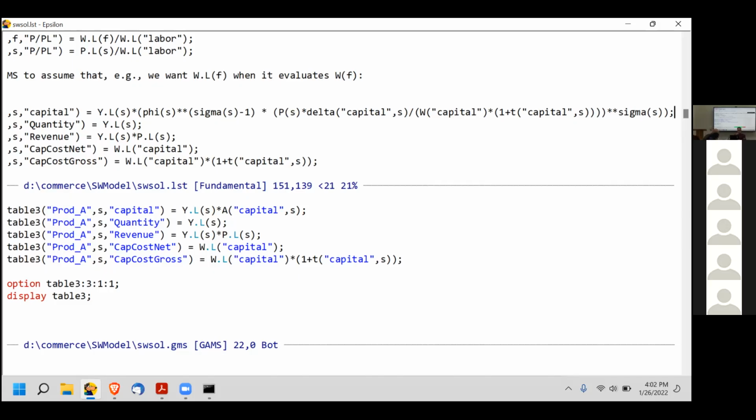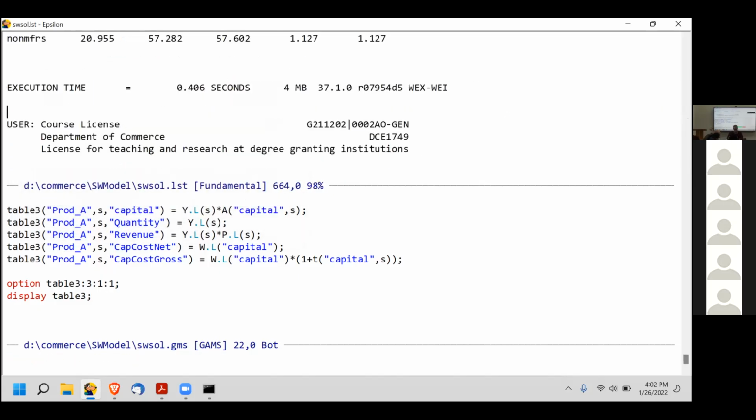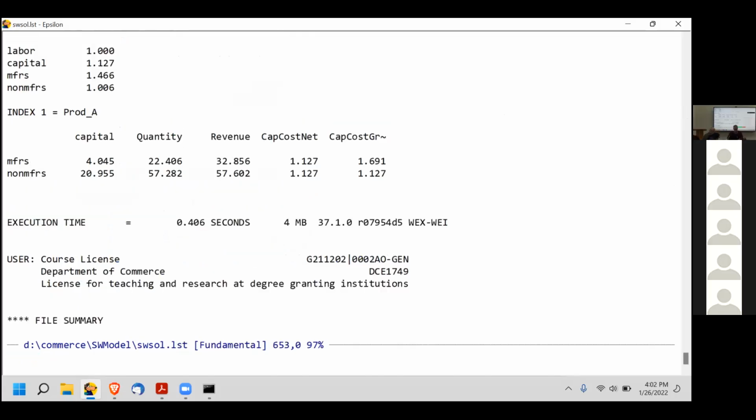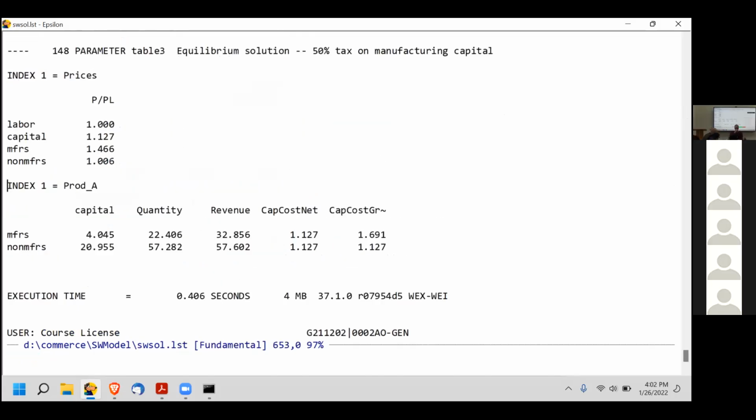Let me see your tables too. I just want to see what numbers you got. It's not what's in the PDF file, so I still have something wrong, but at least I'm getting what you're getting. Initially, you just get the reporting working, so you just get something back, and then you gradually work on it. Wait a second, maybe I'm not getting what you're getting for cap cost net.